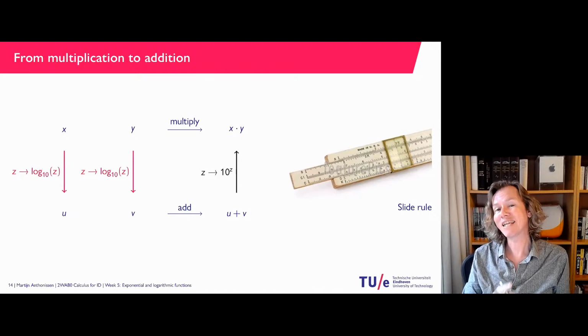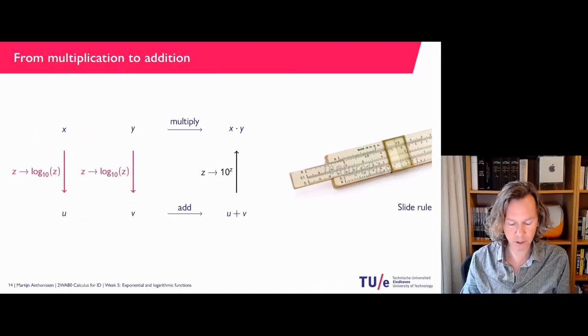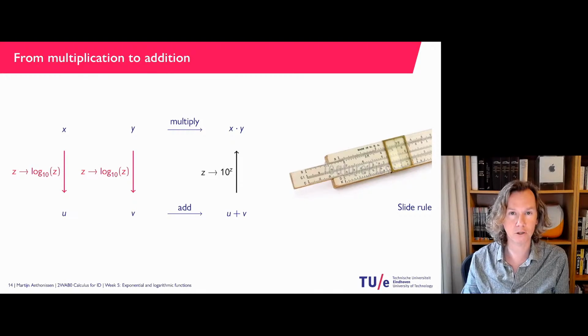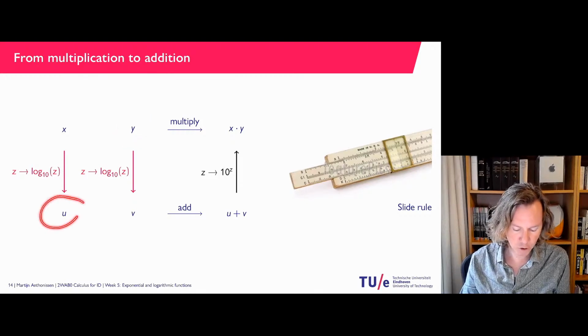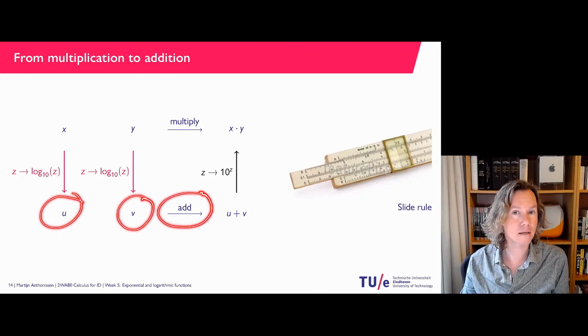Say that we have an easy way to get from x to its logarithm. So the red arrow here in the picture is the function of taking the 10 log of whatever is there. So here I have x and here I have u, and u is the 10 log of x. I can do the same thing with y. Then I have these numbers u and v and I add them together, and adding is easier than multiplying. So here I get u plus v.